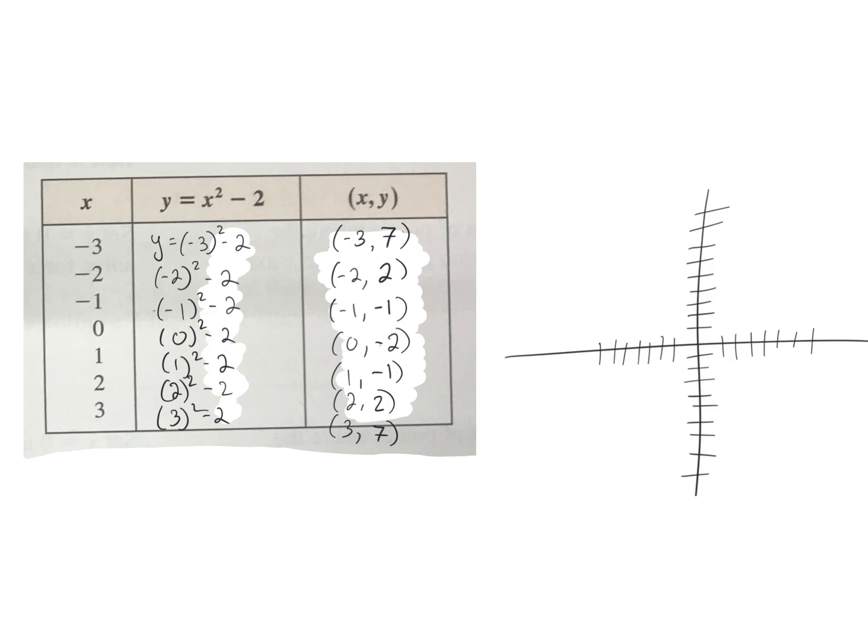Okay, so if I were to graph this, again, estimate of kind of where they should be. So -3, 7. So up there. Then -2, 2. Then -1, -1, 0, -2, 1, -1, 2, 2, 3, 7. So here we have a quadratic graph. We knew it was quadratic because this x is squared anyway. But your graph should look similar to that. Again, if you use graph paper, it'll make it easier.